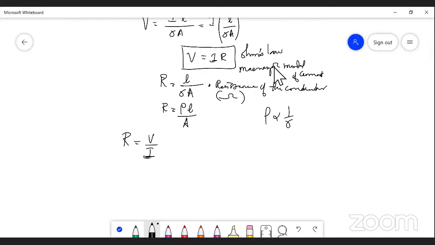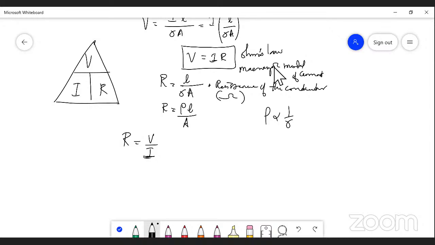It defines that resistance of a conductor is the ratio of voltage applied across the conductor to the current flowing through the conductor. So V equals IR. This expression can be taken in a triangle like this. If we want to calculate any problem, we can do it with this expression: V equals IR, I equals V divided by R, R equals V by I.